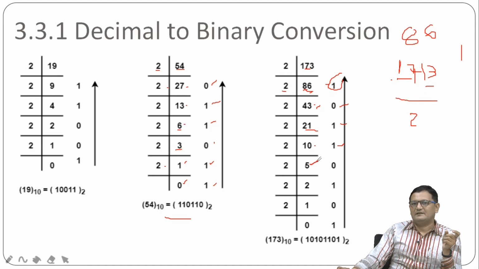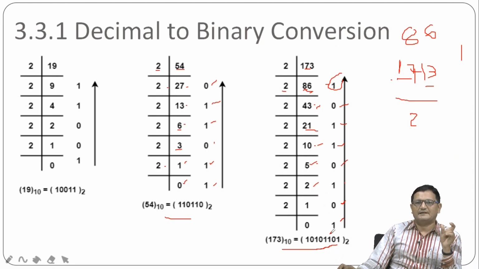2 5s are 10, because 10 is even, so there is no remainder. 2 2s are 4, but the number is 5, so 1 remainder. 2 1s are 2, so there is no remainder. 2 zeros are 0, so 1 is a remainder. You write it all down in this way: 1 0 1 0 1 1 0 1. That becomes the binary of 173.